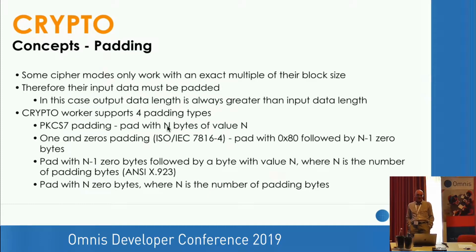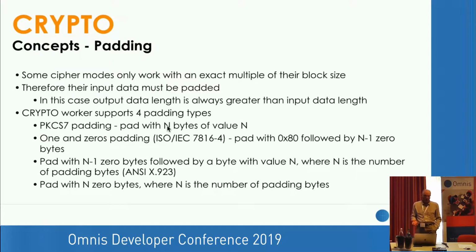And what this will mean is the output data length will always be greater than the input data length, because even if you've got an exact multiple of the block size, you still need to apply padding to know that there is padding. Otherwise you could be misinterpreting the data at the end of the block as padding when it's not.